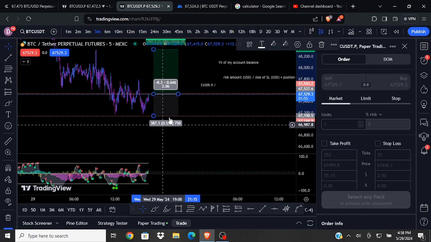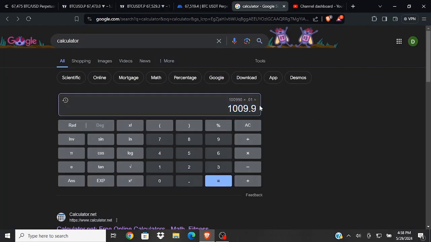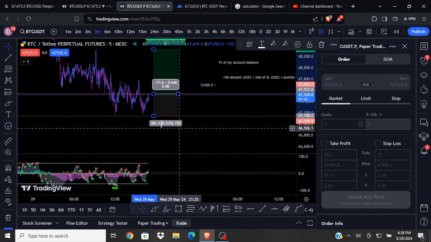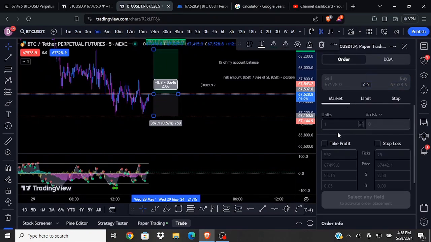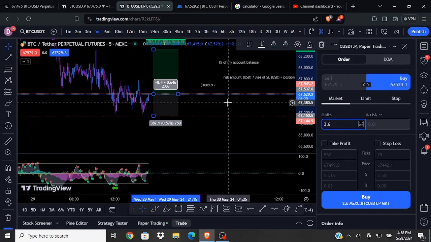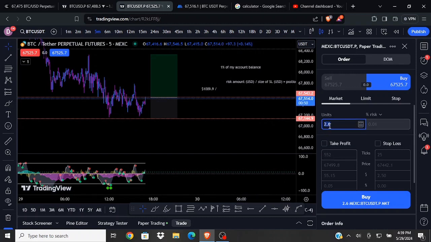So I take 387.1 and I put that into the equation. So again, my risk amount, this is how much I want to risk, divided by 387.1. Let me make sure that's accurate. It is. And this is going to give me how many Bitcoin I need to put on this trade in order to risk that exact amount. It is 2.6. So I will copy this number right here, and I'll go over to my units, and that is what I'm going to paste into here. Not 12, I need 2. And again, this is only if you are typing in your position size into this box and if you are typing it in terms of BTC.